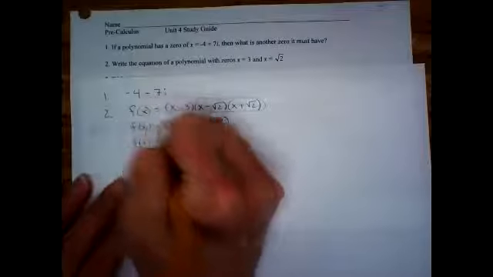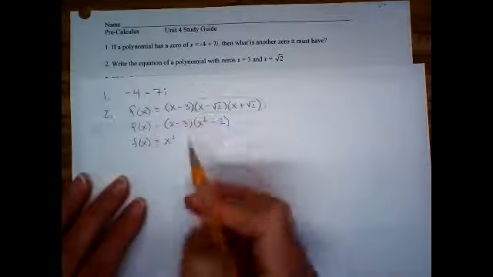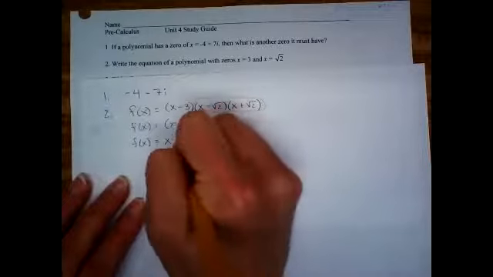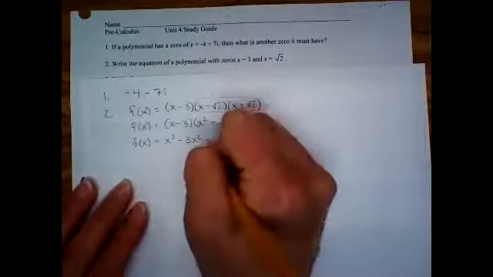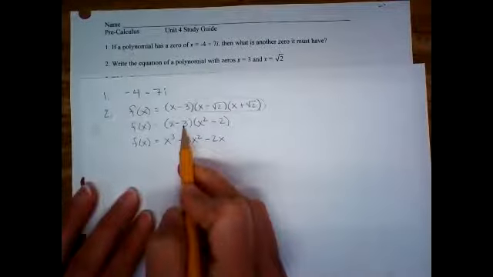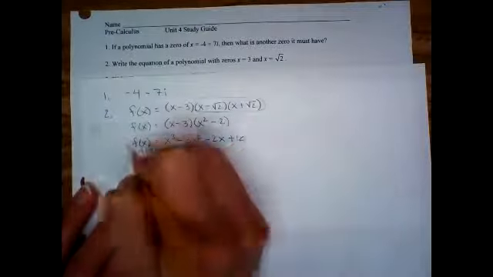So it will be x to the 3rd. And then the insides will give you minus 3x squared. And then the outsides will be minus 2x. And then the lasts will be plus 6. Negatives cancel there.